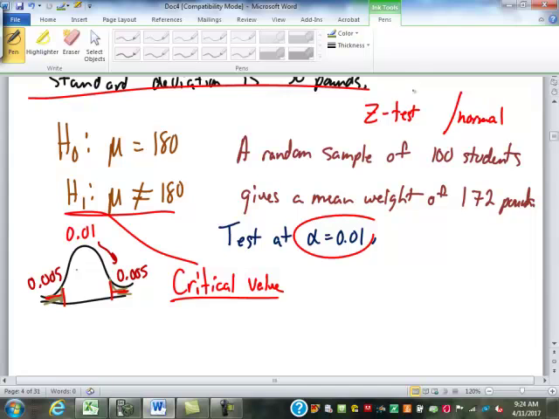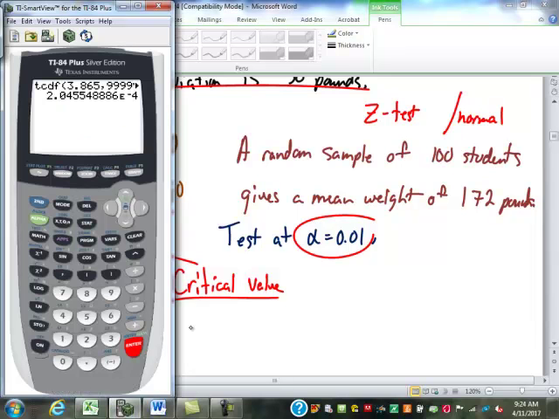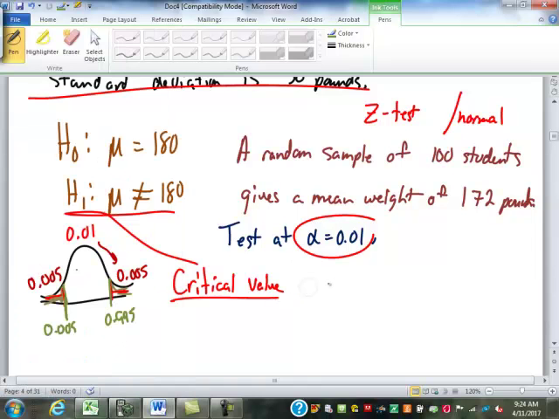This is a z-score, so we need to find the z-score that corresponds to either 0.005 or this would be 0.995 up here, 1 minus the 0.005. I can do either one. So on the calculator, it would be second distribution, inverse normal, 0.005, is going to give us the negative one, negative 2.576. I'll write it down here quick. This then, of course, would be positive 2.576. So those are our critical values.